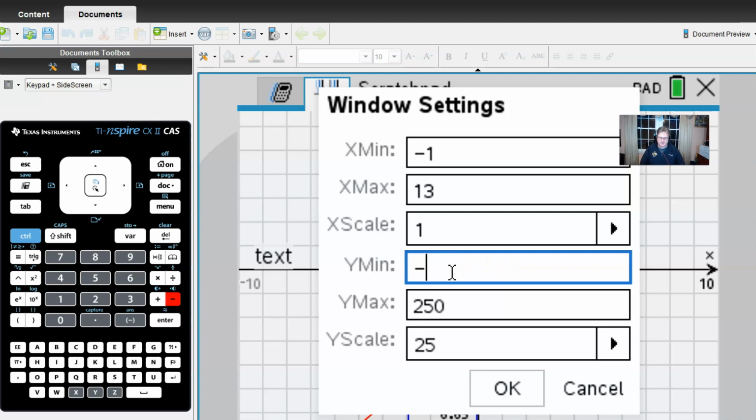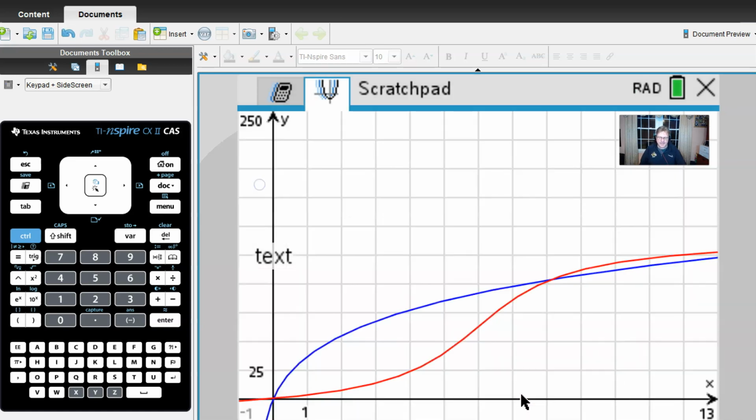And actually, I'm going to do something here. I'm going to change that to -25 so I can see that x-axis nicely. So I think now we just have a little bit better view. And there's so many other ways that you could express this. Now what I want to do is find out what is going on with this point of intersection.